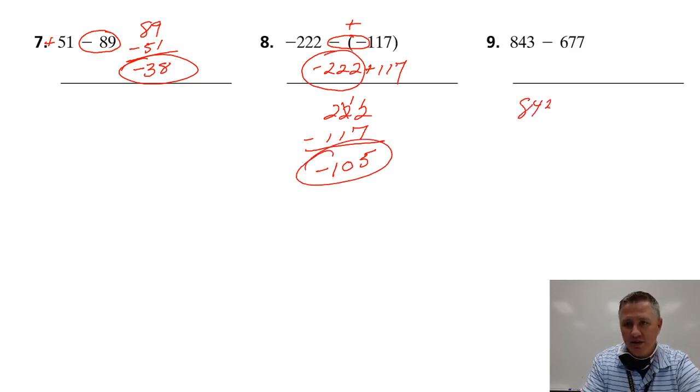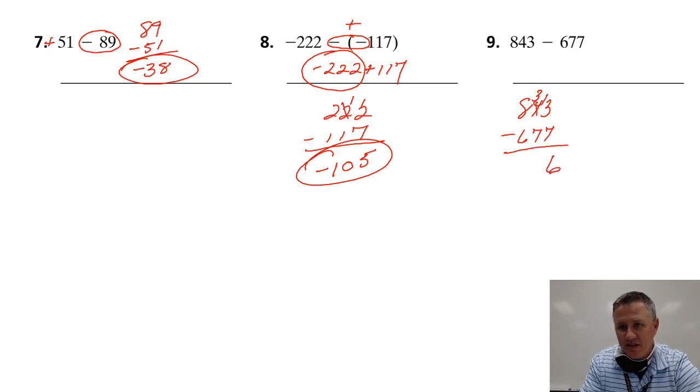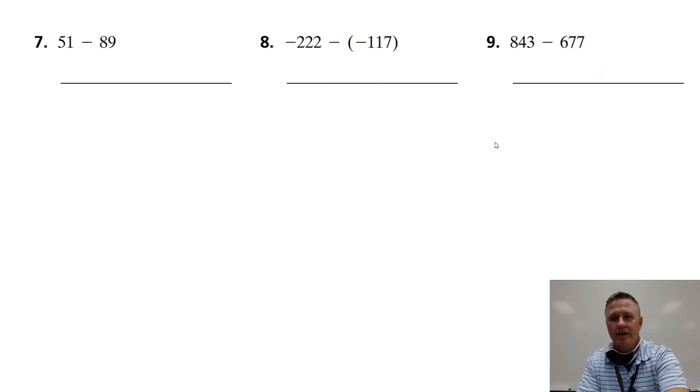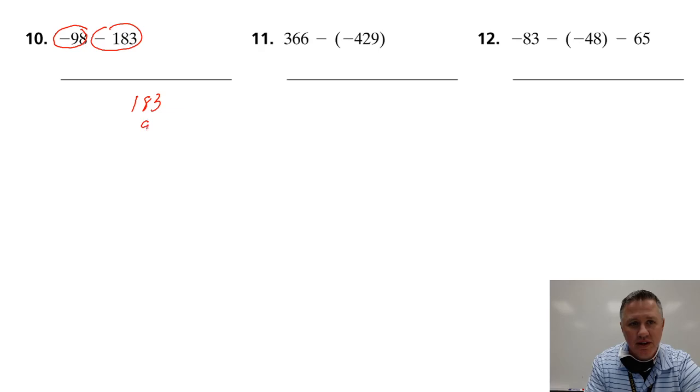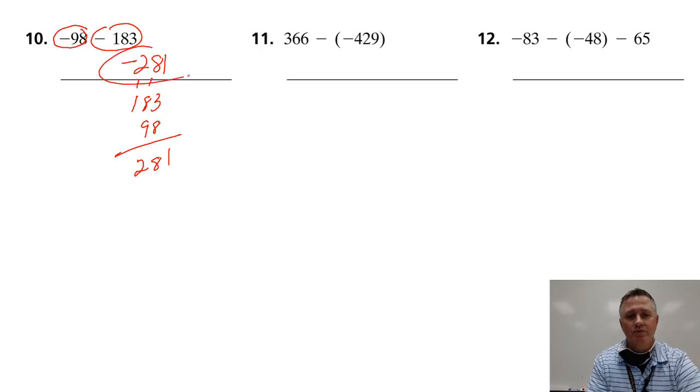Next one, 843 minus 677. Okay, I'm going to have to borrow, and I get 6. I'm going to have to borrow again, and I get 6 again. And 7 minus 6 is 1. So I get 166. All right, next one. I got two negatives, right? So if I'm going negative direction, I'm adding the negatives. 183 and 98. You get 11, 18, 2. So 281, but remember, they're all negative, so I get negative 281.